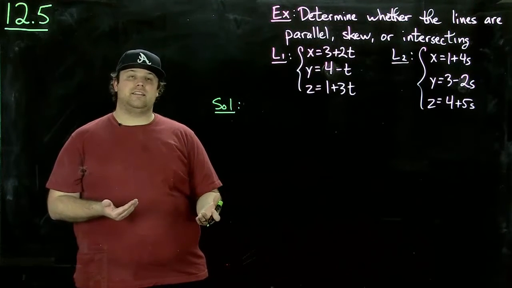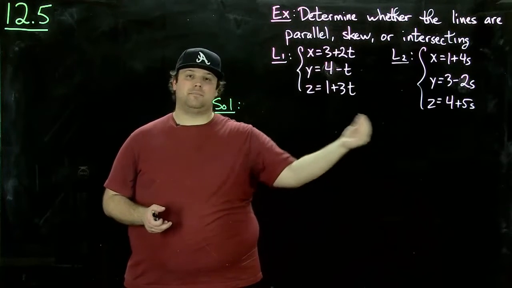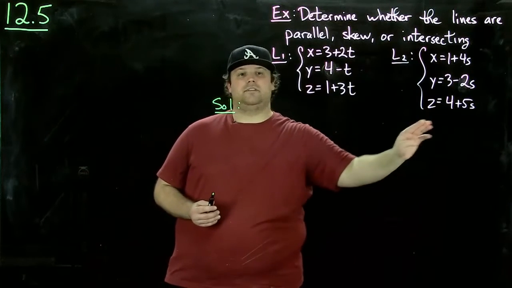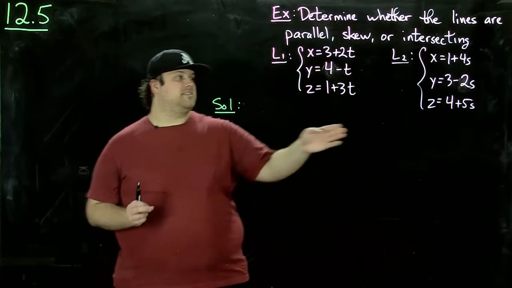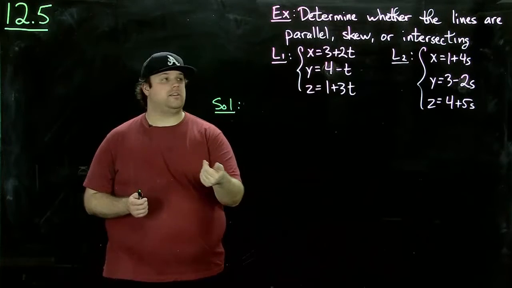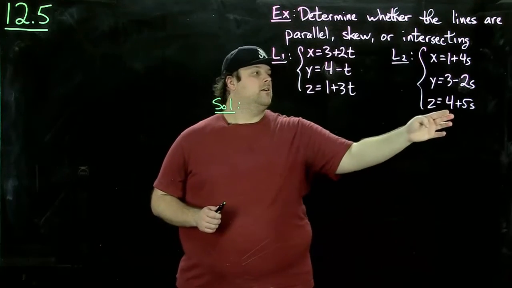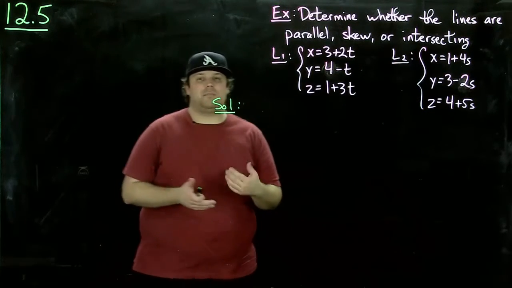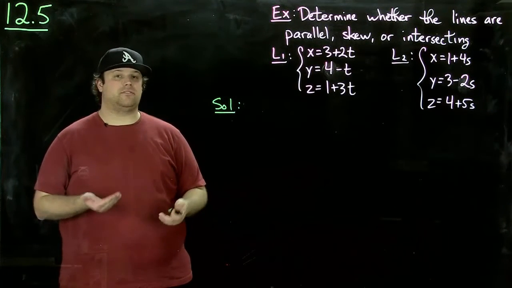In the symmetric equations, we just have to set the x components equal, the y components equal, and the z components equal. So here we've already written L2 with an s instead of a t, but if this was given to you with a t instead of an s, you would have to change them. You would have to say if this were 1 plus 4t, 3 minus 2t, 4 plus 5t, you'd have to change it to what you see here, or some other letter other than t. So let's actually try and determine now whether they're skew or intersecting.